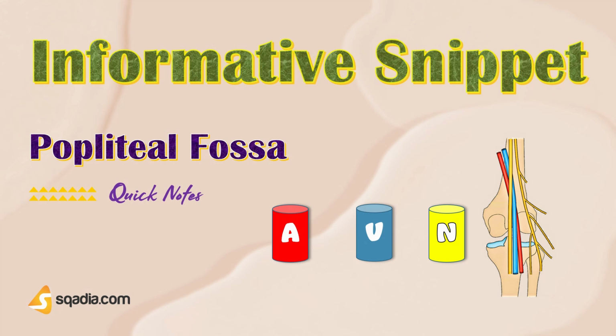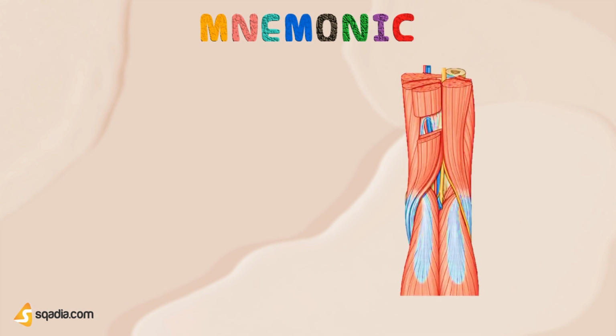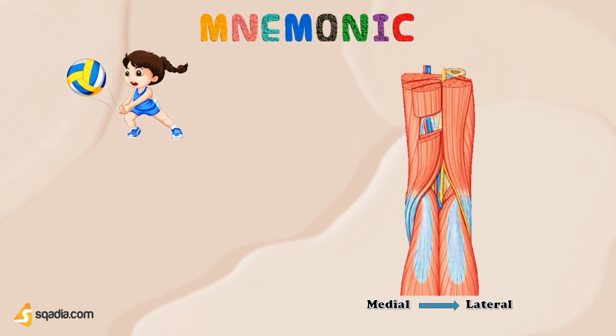Before concluding our lecture on the popliteal fossa, here is a little mnemonic to help you remember the anatomical structures in the popliteal region. You can use the mnemonic to memorize the order of structures in the popliteal fossa from medial to lateral. Serve and volley next ball.